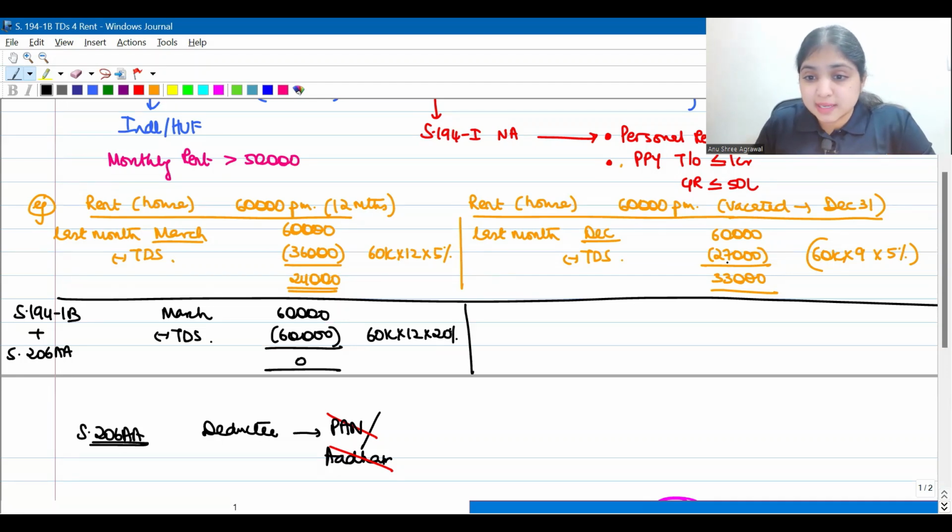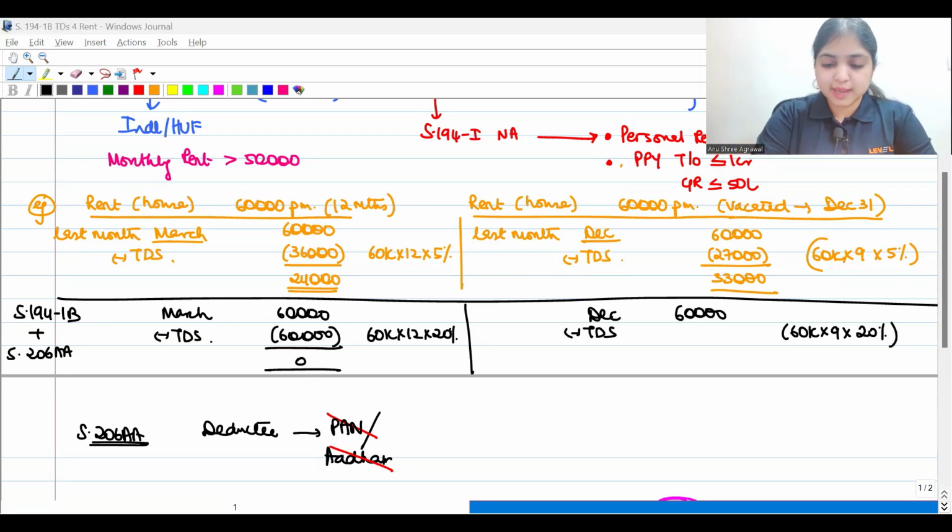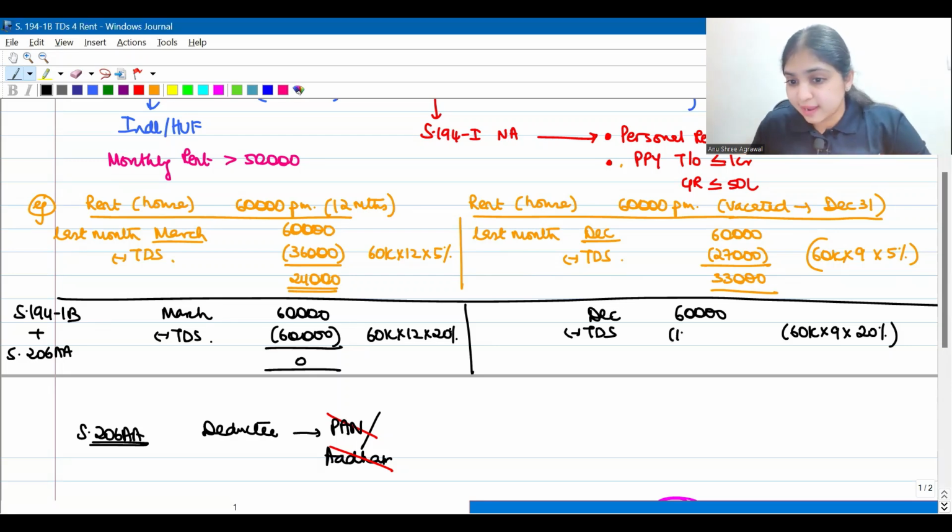Alright. Now similarly, in this example also, let's apply 206AA. So the last month was December. For December, the rent was 60,000. From this, we will deduct tax at source. So 60,000 rupees into 9 months into not 5%. This time the rate will change to 20%. So how much is the TDS now? 60,000 into 9 months into 20%. This is going to be 1,08,000.